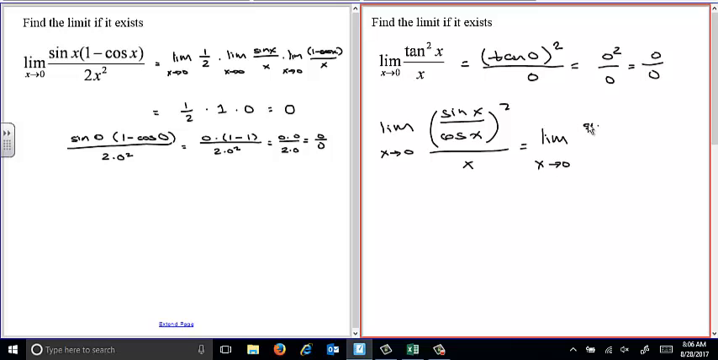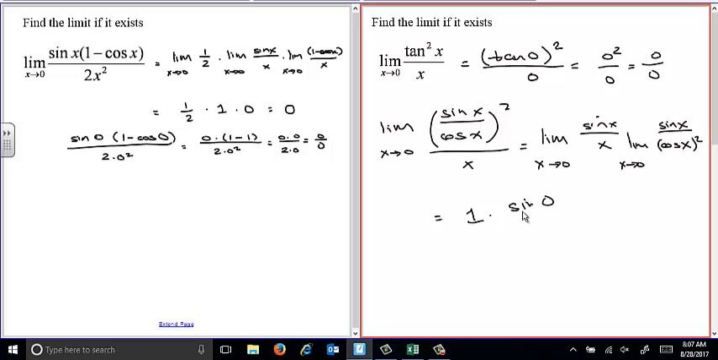So I'll have the sine of x divided by x. I'm going to take one of those, and what that leaves me is the sine of x divided by the cosine of x squared, or cosine squared of x, which is the same thing. So let's see if that helps. We know from the squeeze theorem that sine x over x equals 1.